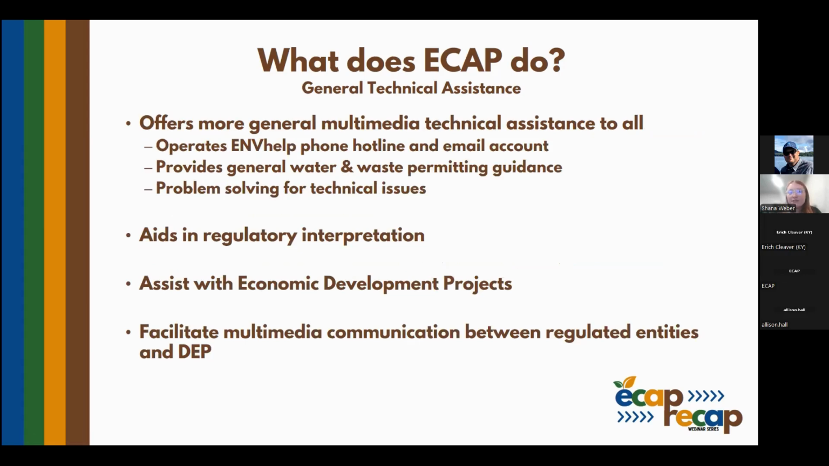Kentucky has actually opted to make our SBEP program multimedia, where other states may just focus on air quality specifically. We staff a phone and email hotline to take in requests from the general public and companies. We can provide general assistance in several water and waste topics as well. Generally, we get things like KPDES permits and questions about hazardous waste. Really, we get all sorts of questions.